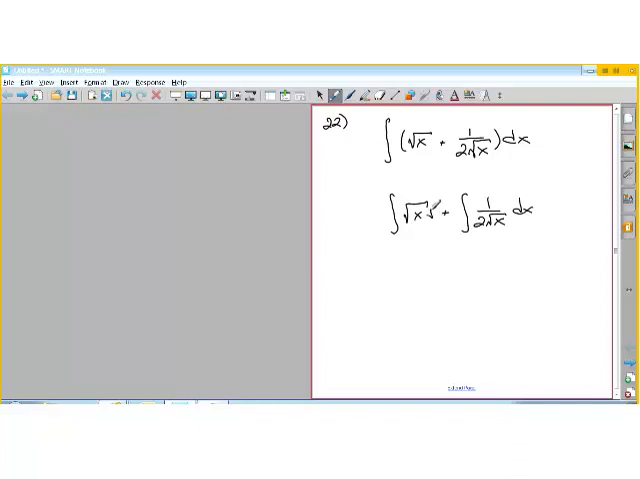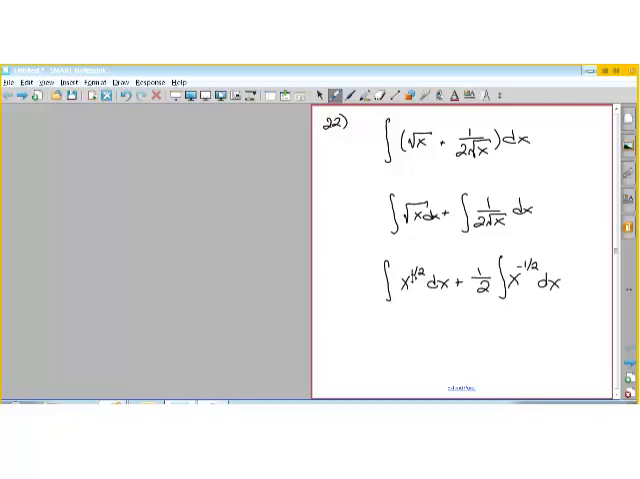So we have to multiply dx by both of them. I forgot the first one. Then you're going to rewrite each as a fractional exponent. So this is x to the 1/2 power dx. I'm going to factor out the 2 that's in the denominator. So 1/2 comes out, and what we're left with is the integral of 1 over the square root of x, which is going to be x to the minus 1/2 power.